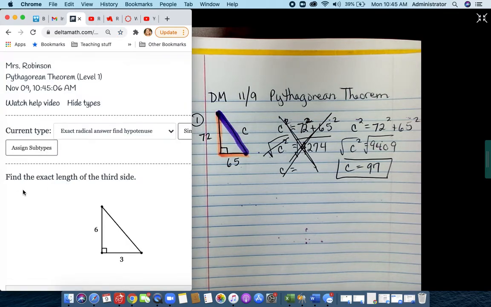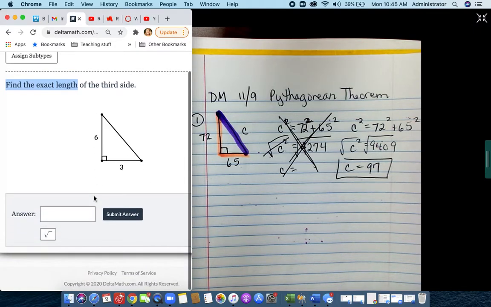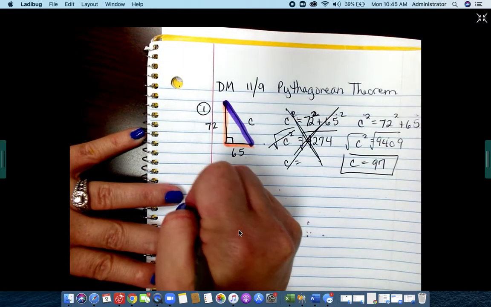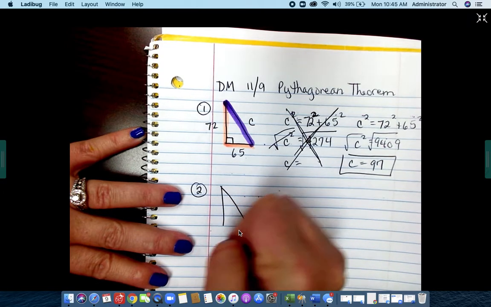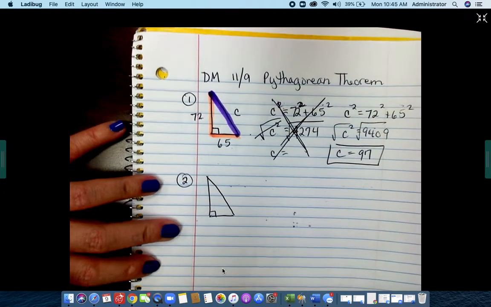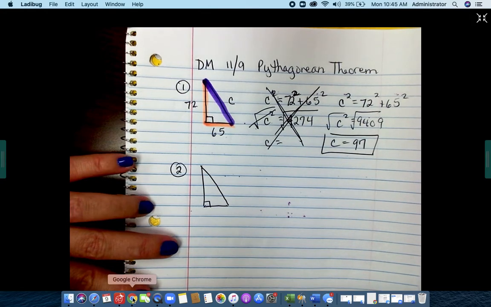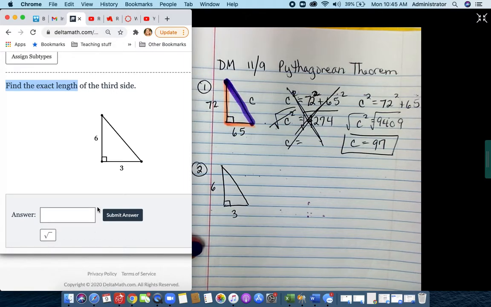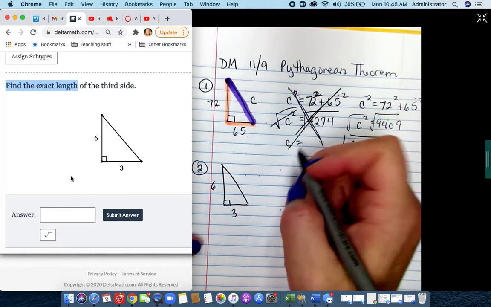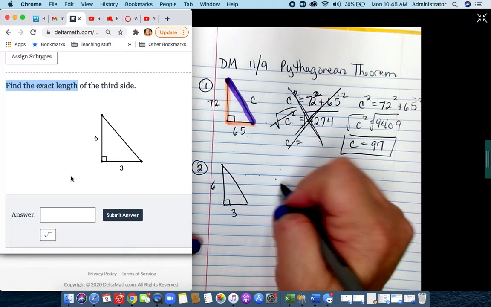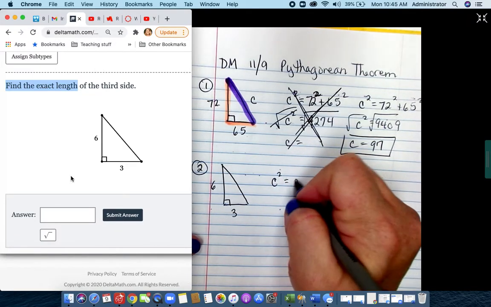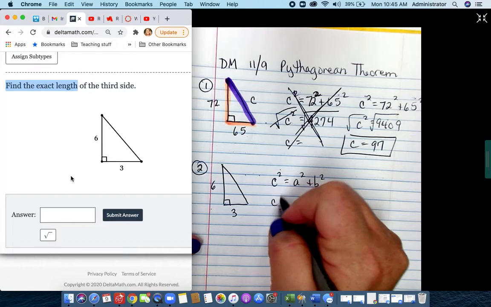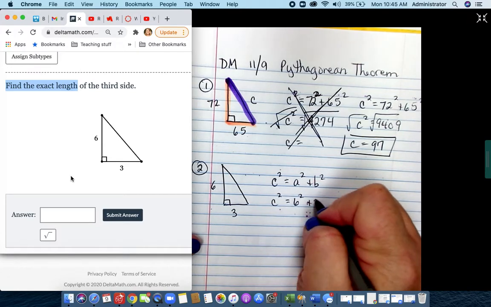So again, paying attention. Find the exact length of the third side. And when you take a look, you notice, oh, I need the hypotenuse. So over here in our notebooks, on our paper, we're going to draw another right triangle. Fill in the given information. So we know that one leg is 6 and the other is 3. And we want the exact length of the hypotenuse. So again, hypotenuse squared equals leg squared plus leg squared. So hypotenuse squared equals 6 squared plus 3 squared.